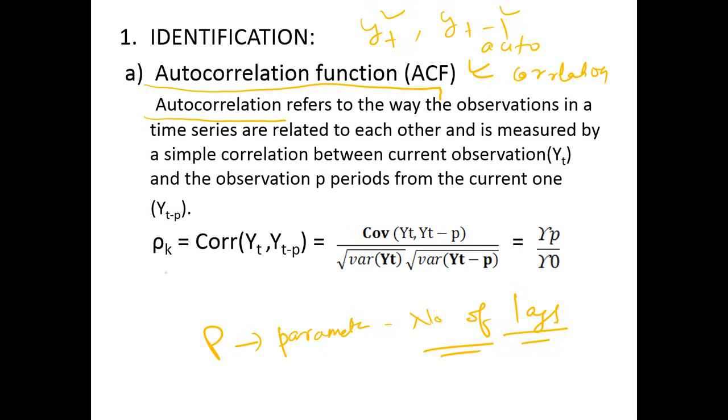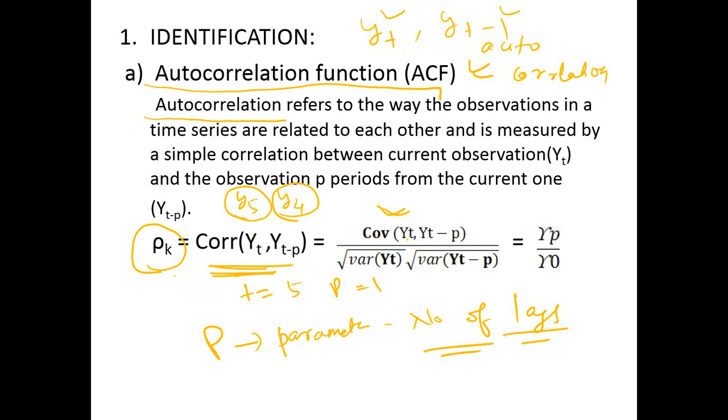We'll compute the autocorrelation value with this formula, which is the covariance of yt and yt minus p. Suppose we want to find the correlation between yt and yt minus p. Let's say t is equal to 5 and p is equal to 1. So what is yt? Y5. What is yt minus p? It is y4. So we'll try to find the correlation between y5 and y4. That's just a representation.